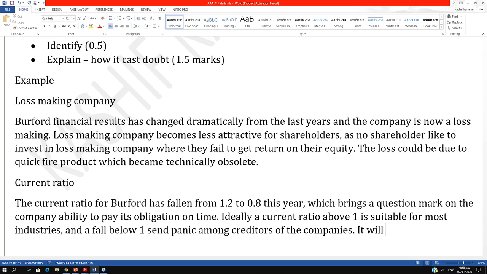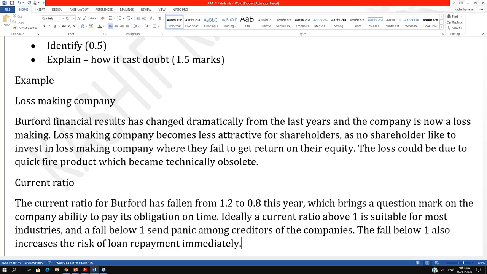It will also increase the risk of the loan repayment immediately, as well. So do you believe the company is under difficult trading conditions? The company is under difficult trading conditions. So I hope you're getting that sense.